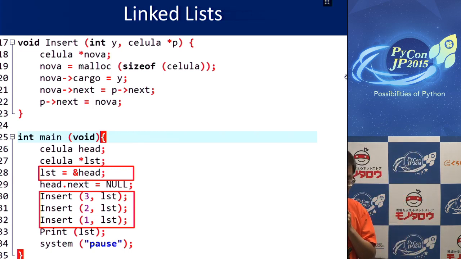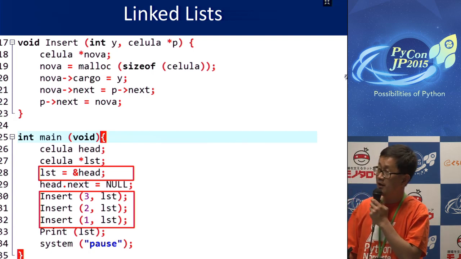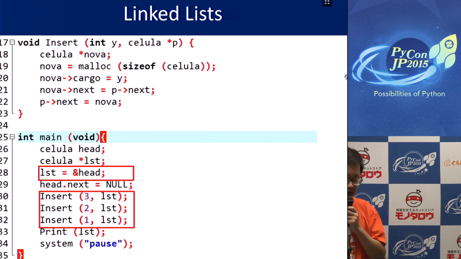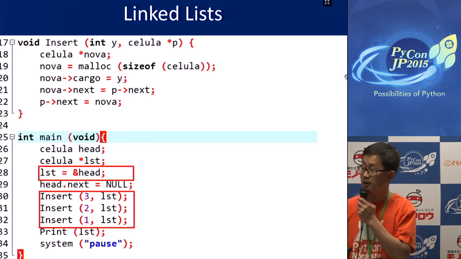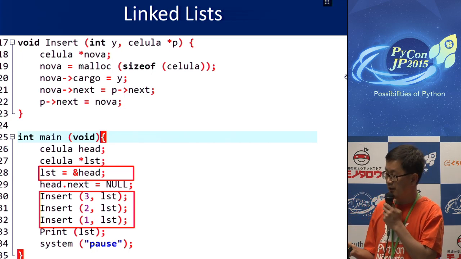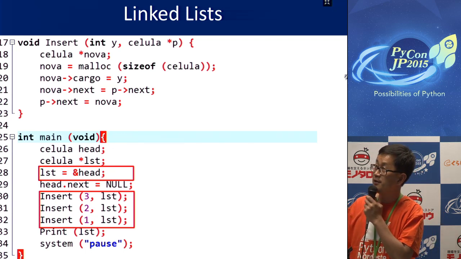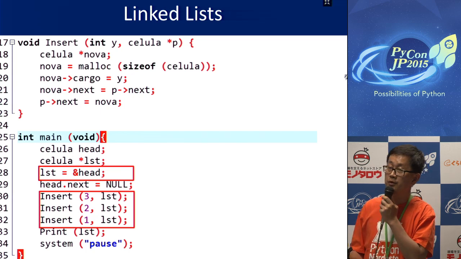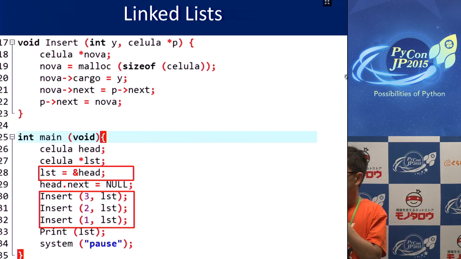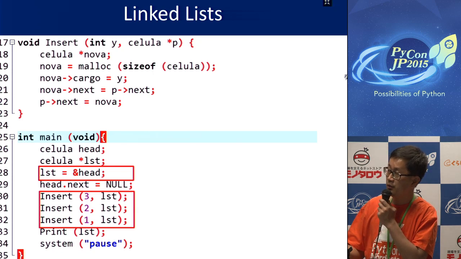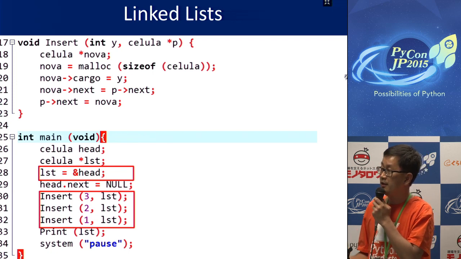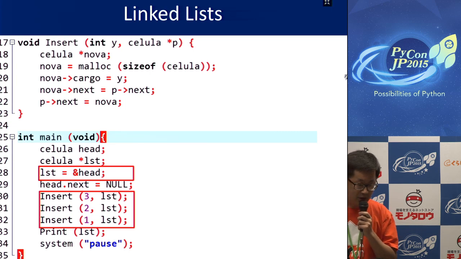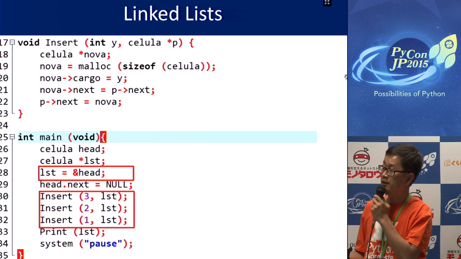Why have a head? Because if you have a head, you avoid the empty list verification. If you have a head in the insert function, you avoid the need to verify for an empty list. And if you have a head, you don't need to pass the pointer to pointer of the start of the linked list. It's a detail of the implementation of linked lists.